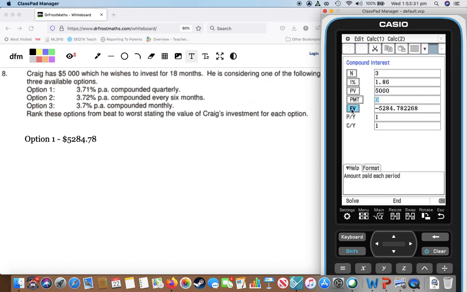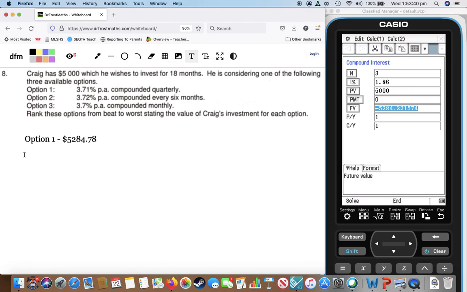We click our FV, and it's very, very similar to the previous one. I think it goes a little bit less. Option 2 is 5284.22. So a tiny bit less.